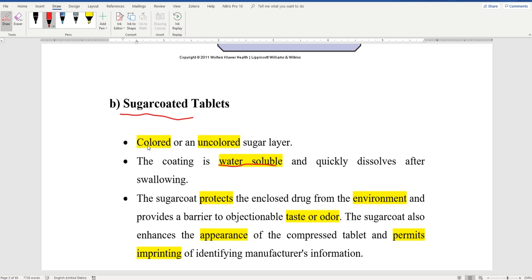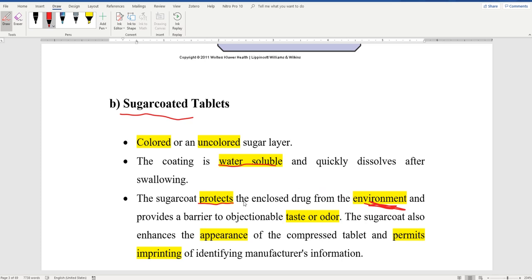Why are we coating the tablet with sugar? First, the sugar coating can protect the drug from the environment. Although I have to say that the environment itself can affect the sugar coat. And sugar coat, as I said, is water soluble. So it means if the environment contains high humidity, it will start to dissolve the sugar coat.